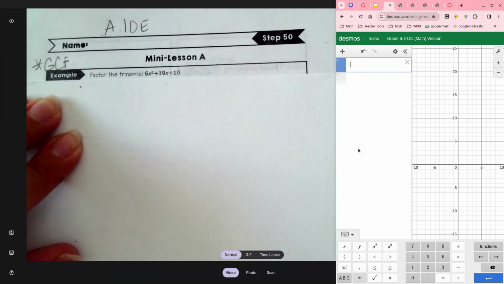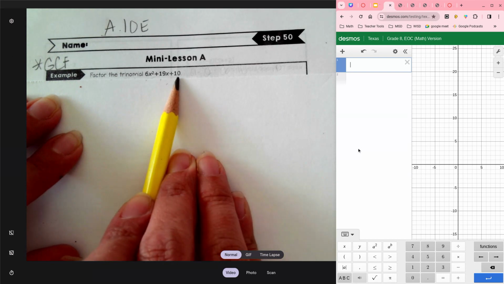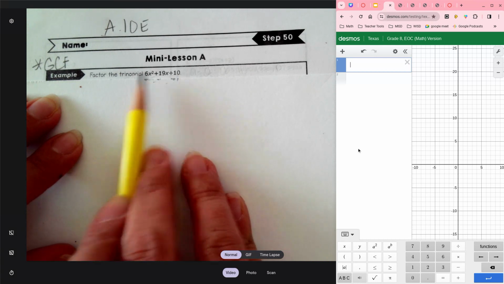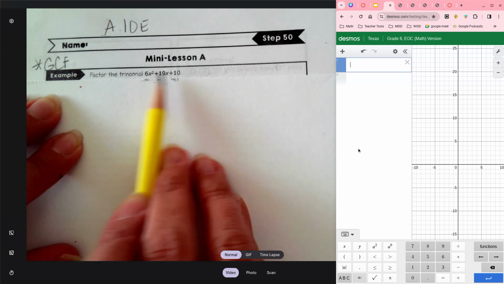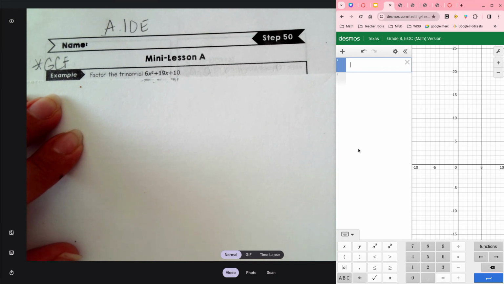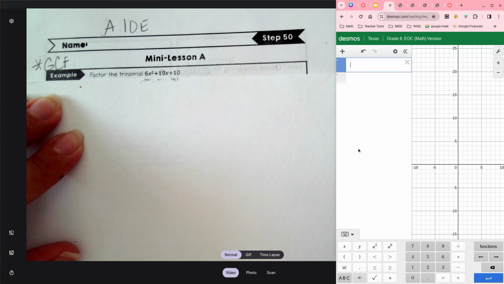Do not forget that's always going to be your first step. In this case, we see 6, 19, and 10. While 6 and 10 do have a common factor of 2, meaning both of them are divisible by 2, 19 is not. Therefore, I cannot say the common factor is 2 of all three. So there is no GCF other than 1, so we move on to my next step.